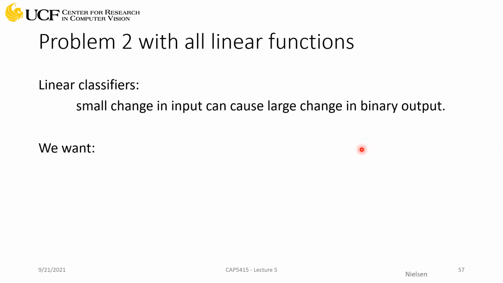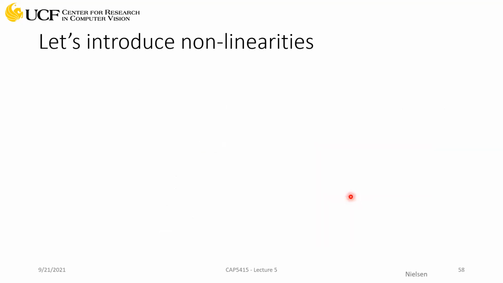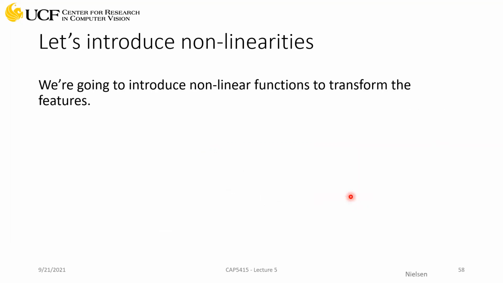This is also called the Heaviside function. So what we want is if the input is changed with a very small value, let's say delta W, then the output should also be changed with a very small value, delta output. So how can we do that? We can actually introduce non-linearities into the network. And the way we do that is with activation functions.